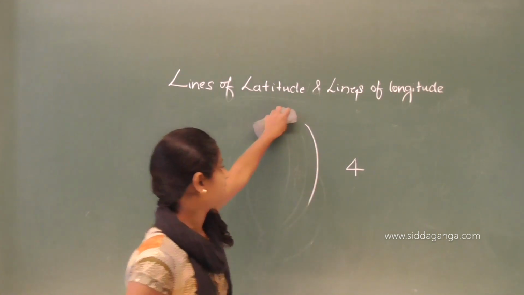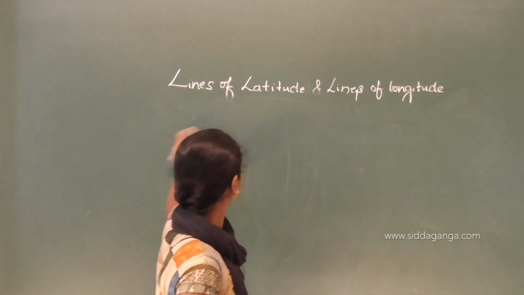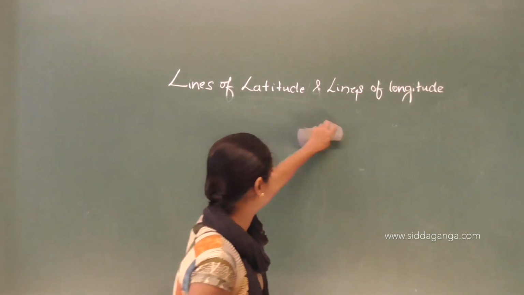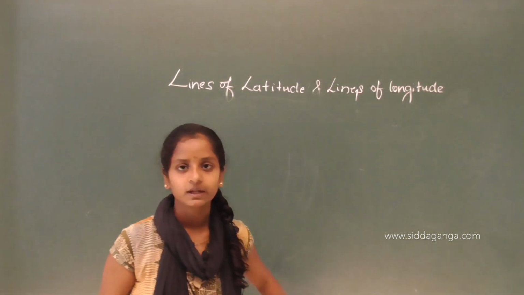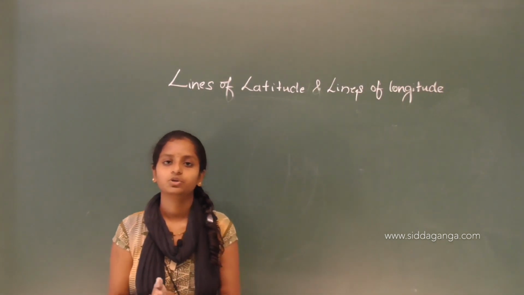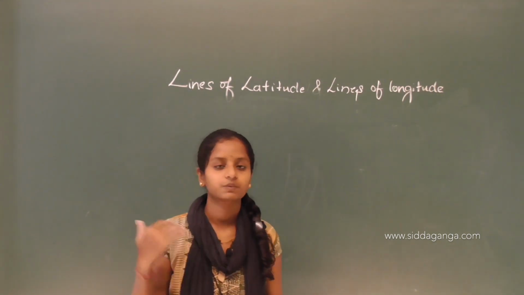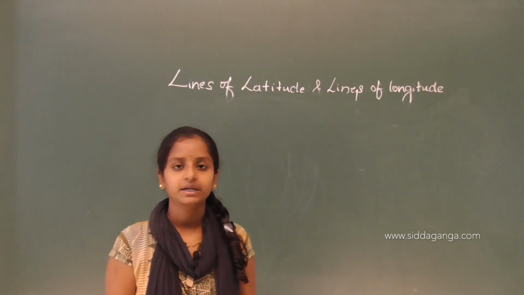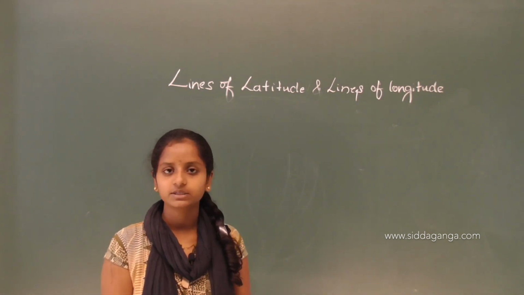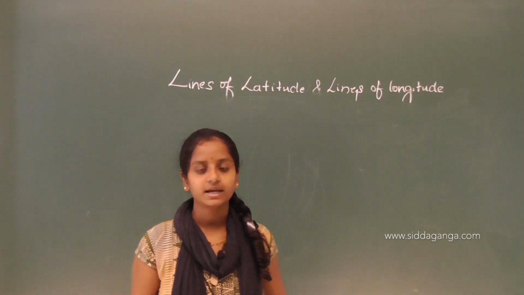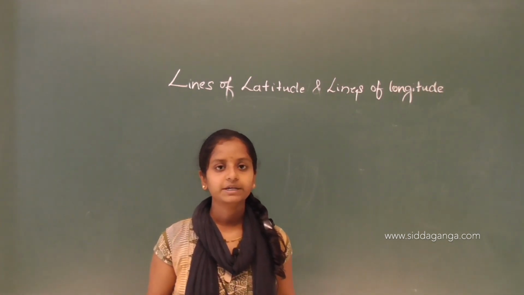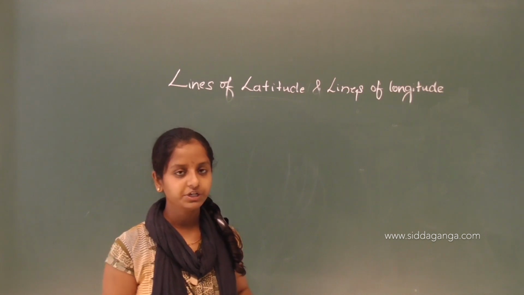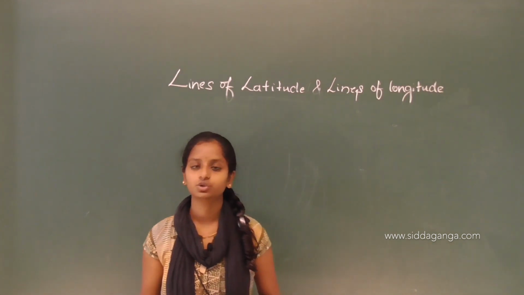So this was about the latitudes and longitudes of the Earth. Depending upon the longitudes and latitudes, we can find the place, and depending upon them, we can find the time of that place as well. Now we have completed a topic, that is, longitudes and latitudes.